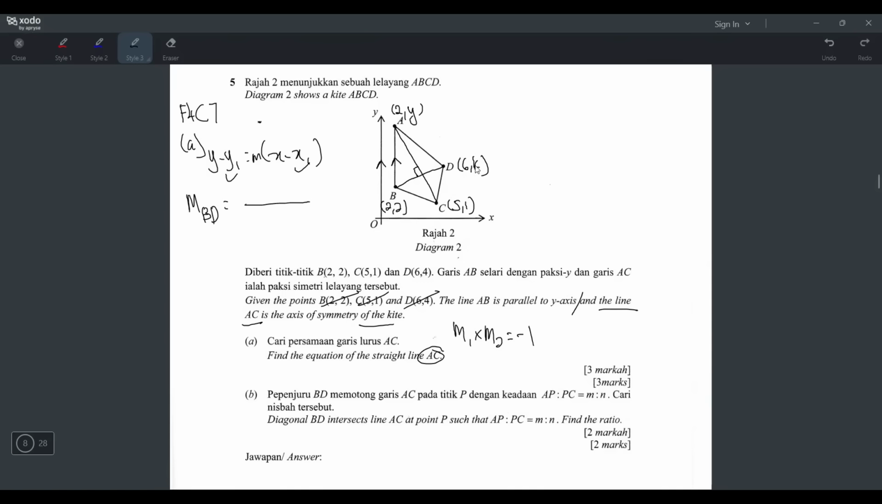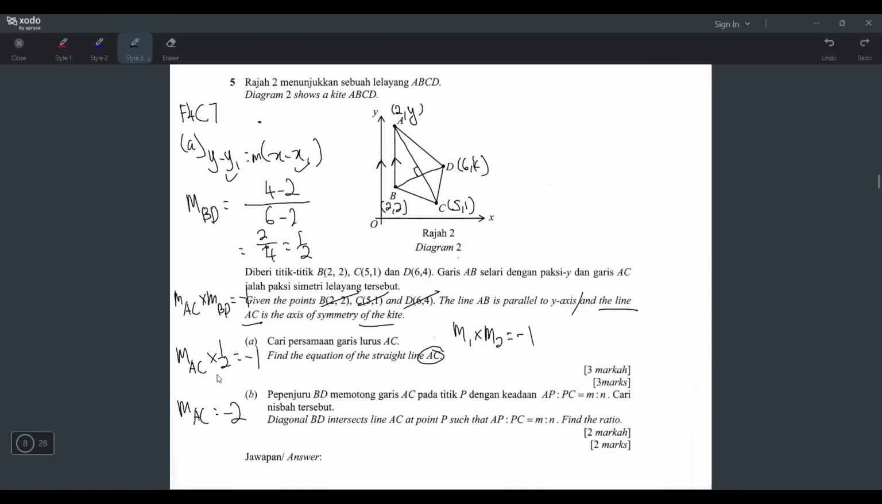So the BD gradient will be y minus y, 4 minus 2, over x minus x, 6 minus 2, and you're going to get 2 over 4, which is 1 over 2. And that's the gradient of BD, but I want AC, right? So the gradient of AC multiplied with the gradient of BD should be -1 because they are perpendicular. That means the gradient of AC times 1 over 2 will give you -1. So the gradient of AC is -1 divided by 1 over 2. Divide 1 over 2 means times 2.